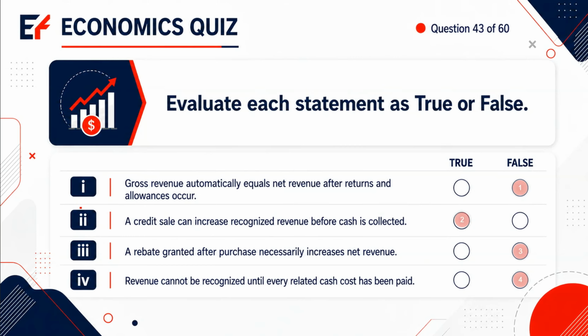Let's examine the revenue concepts. Gross revenue is the total amount earned before deductions such as returns, discounts, allowances, and rebates. Therefore, net revenue can be lower than gross revenue. A credit sale can create recognized revenue and an accounts receivable balance before the customer makes payment. Furthermore, a rebate normally reduces the final amount the business earns from the sale. Revenue recognition depends on whether the business has satisfied the conditions for earning revenue. It does not depend on paying every cost connected to that sale.